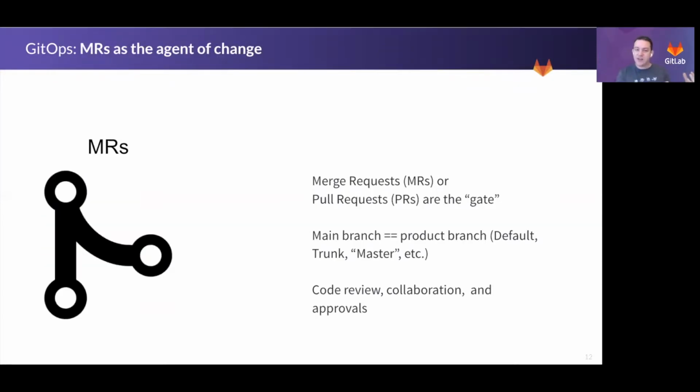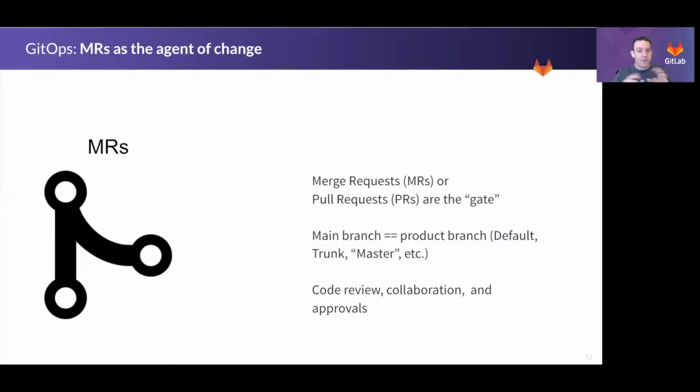But just having your infrastructure stored in a Git repo, that's not enough. Really, to get the power of GitOps as a collaboration, you need to be using the merge request as your agent of change. And the way this works is the merge request or the pull request serves as a gate for any changes that go out.